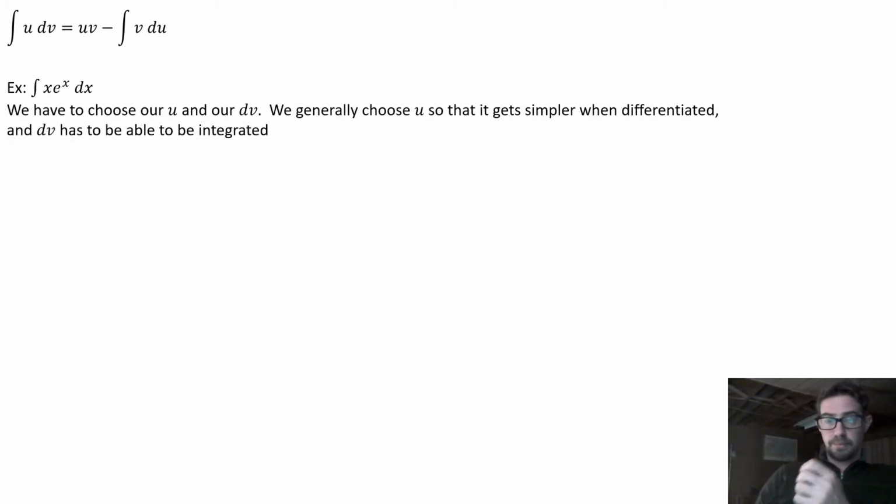So whatever our dv is, you have to be able to integrate it. We'll see that in the next example. There's certain stuff we don't know how to integrate, so that just can't be dv. So once you've picked that, then you're going to go ahead right now and do du and then do v. So you're always differentiating one thing and integrating the other thing.